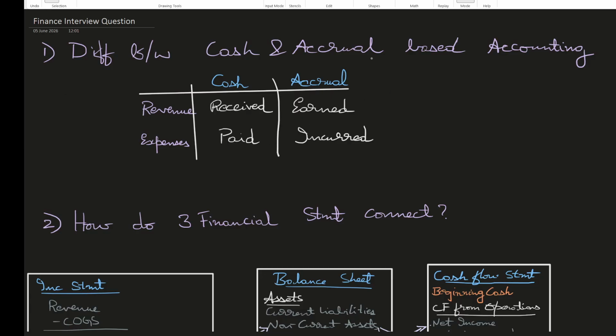But accrual based accounting is a more sophisticated accounting system where it shows transactions when revenue is earned and expenses when they are incurred, irrespective of money being received or to be paid or anything. So that is one of the basic differences and most important difference between cash and accrual based accounting.